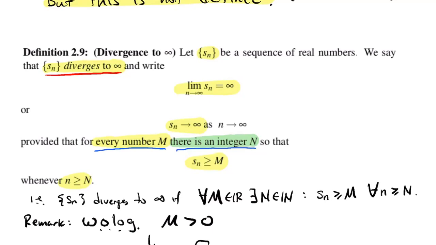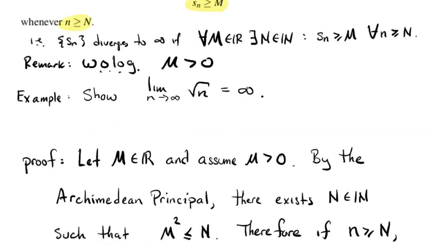The spirit of a sequence diverging to infinity is that its terms are getting big, in the sense that they're eventually bigger than any positive number. So whenever I'm using this definition, I'll always make that assumption. I'll try to make it clear when I do, but if I don't, I always implicitly mean it.